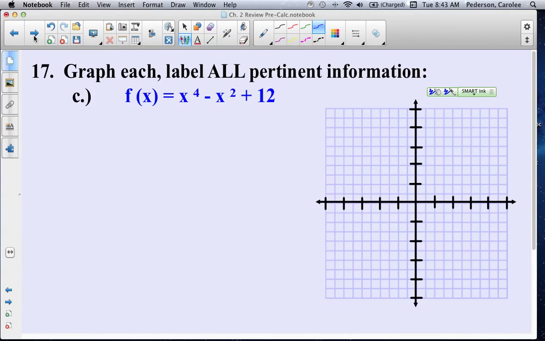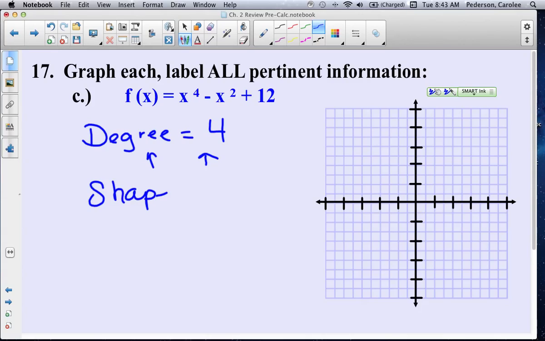Graph each and label all the pertinent information. So let's look at the degree first. What is the degree of this function? It is 4, and its leading coefficient is positive. So what would be the end behavior? Rise and rise. And the shape of a 4th degree polynomial is going to be a W or an M. In this case, which one will it be? A W.